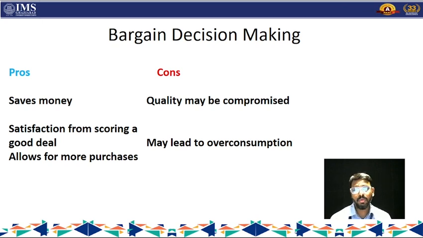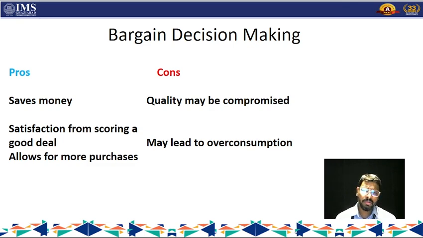For example, if you visit a local market in your city, definitely your first objective is to save your money, and you want to satisfy your need, your want, and your requirement. Yes, next is that it allows for more purchases. It will give you a boost to invest a lot of time to buy more, because you are in the stage of bargaining decision making, right?